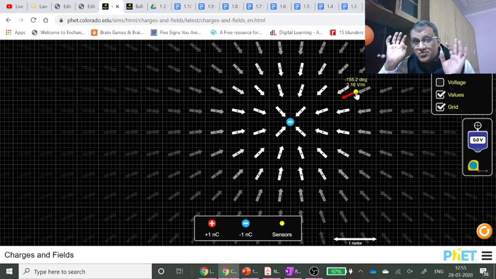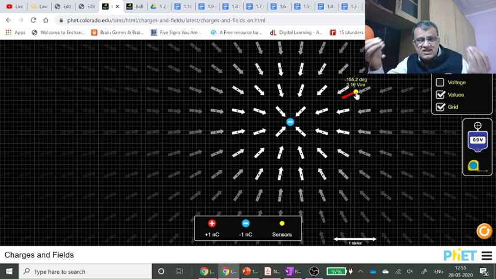This is called a dipole. Plus q and minus q. It could have been plus q1 and minus q2. Means not only the signs are opposite, but the magnitude is also different. But if it is plus q and minus q, magnitude is same, sign is opposite, then in that case it is called a dipole.